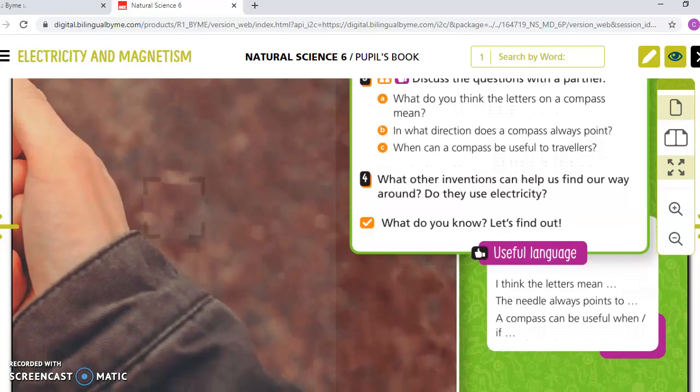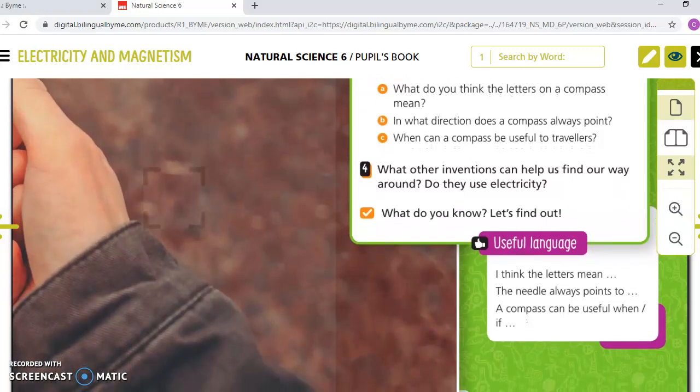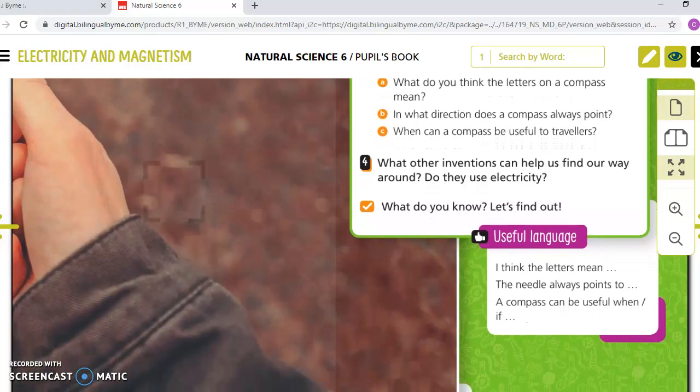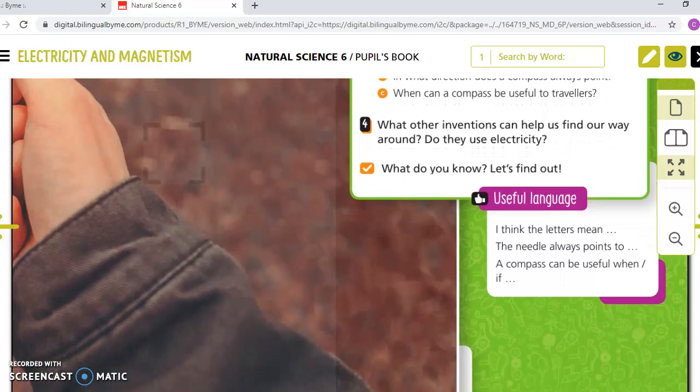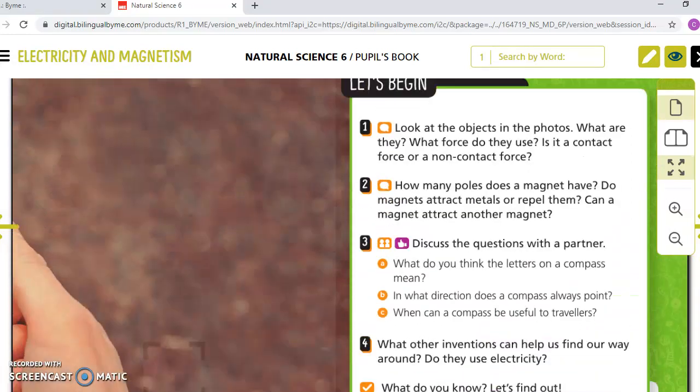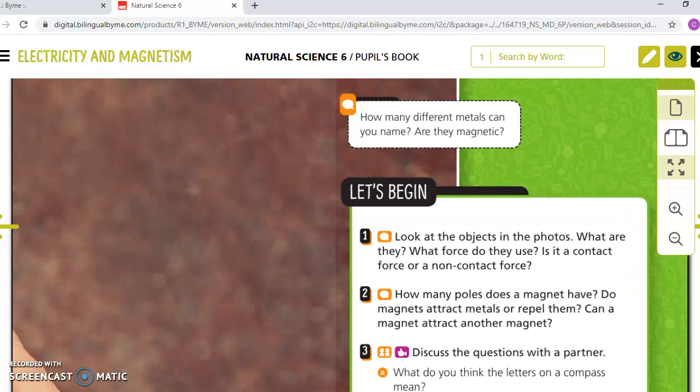And question number 4: what other inventions can help us find our way around? Do they use electricity? They can be modern ones, you don't have to try to find old ones or traditional ones. And here is a tip, which is very useful to answer the questions: I think the letters mean the needle always points to, and a compass can be useful when, if. So here you've got a tip of language, which can be useful for you to answer those questions.